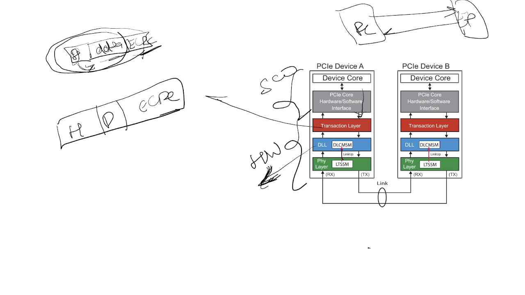Now this packet is coming from the transaction layer to the data link layer through the transmitter. The transmitter will send the packet. Once it reaches the data link layer, what happens? It will add a sequence number, and for protection we are using LCRC, link level CRC, cyclic redundancy check. Once done, that packet is sent to the physical layer.